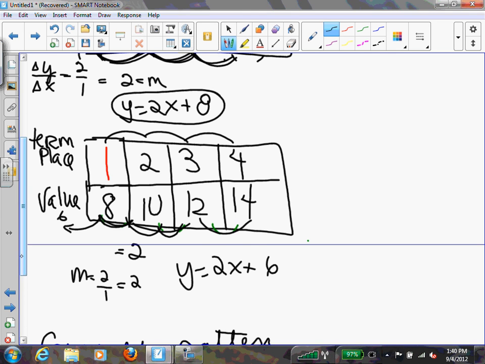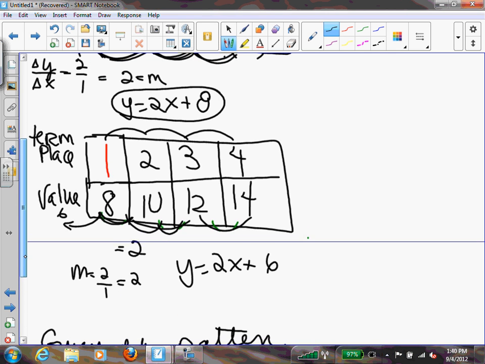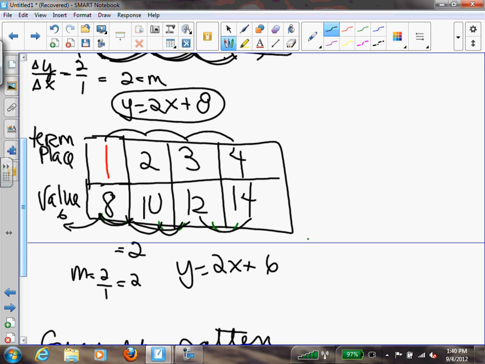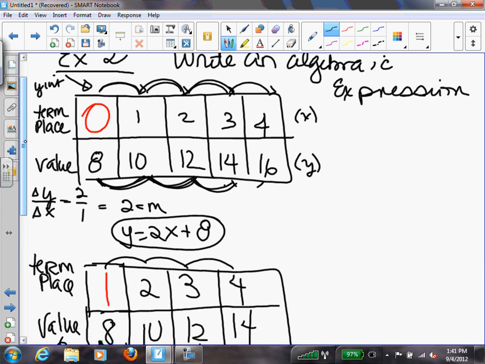Okay? Wait, why do you have to do that? Because doesn't this represent our y-intercept? Okay, and our y-intercept is when x is 0, right? So if I'm only showing you the first term and I'm not showing you the zeroth term, figure it out. Yes? Well, why is the first term equal to the y-intercept, 8? It is. See?